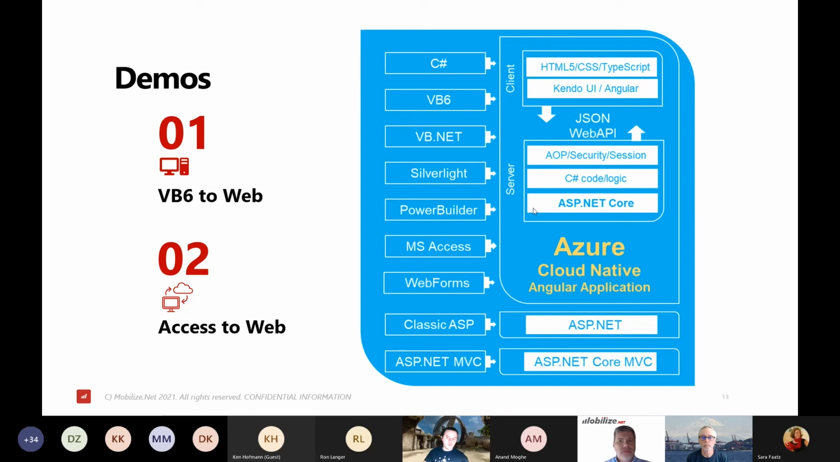And then on the server side, we will have an ASP.NET Core, and all of the business logic will be C#. All of the communication basically will be JSON via our web API. And that can be hosted on Azure. It can be hosted on internal servers if for some reason you don't want all of these to be on the public cloud. So it's basically a very modern technology stack.